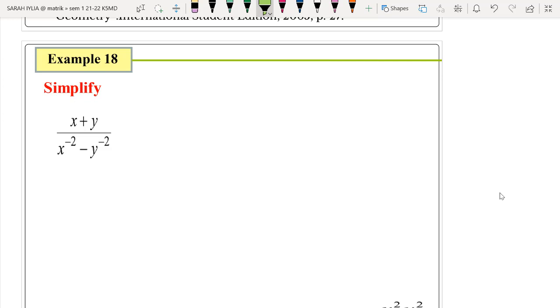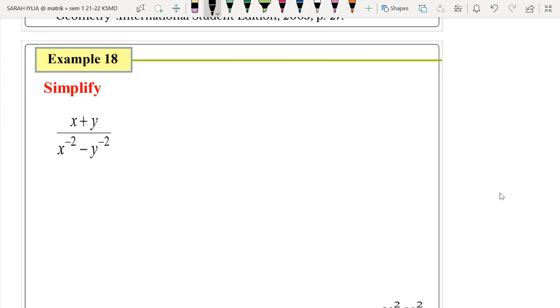Okay, so make sure 5 basic rules tadi, awak memang boleh faham betul-betul. Okay, and tak semestinya 5 rule kita akan pakai dalam satu soalan. Tengok mana yang bersesuaian. Okay, proceed example 18. So, first part, we have to simplify x plus y divided by x to the power of -2 minus y to the power of -2.